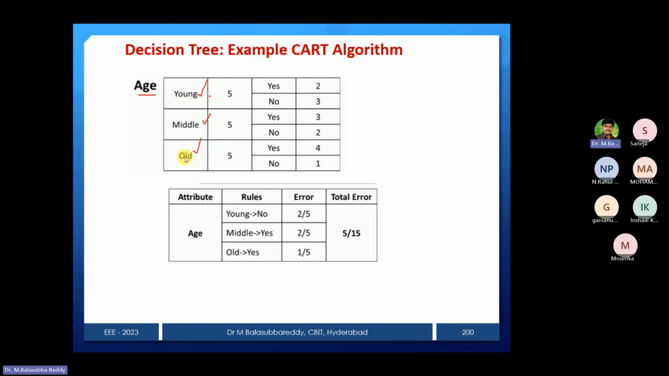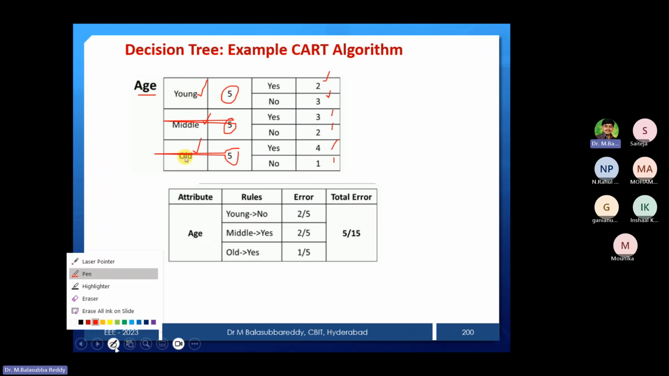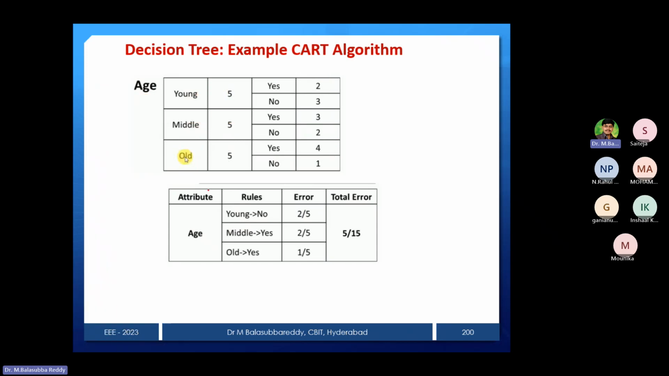Then how many youngs do we have? 5, and here also 5, here also 5. And then we divide into yes and no. For young, 2 yeses are there and 3 no's. Similarly, 3, 2, and 4, 1. Now we have to write a rule. What is the rule, as I mentioned previously? Whichever has the highest count, you take that as the rule. Therefore, young is no: 3 times classified correctly, 2 incorrectly. That's why you can write young is no as your rule. So young, no.